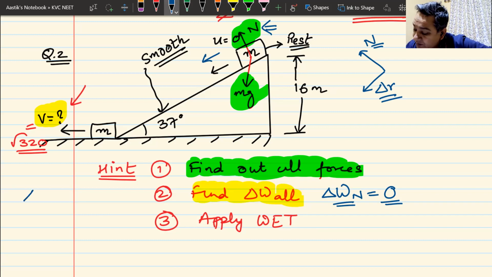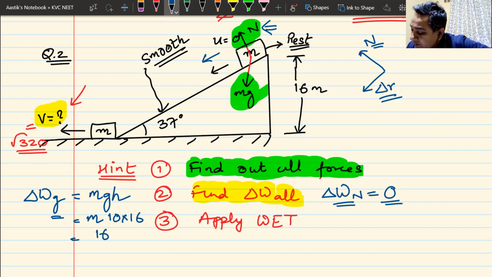Now let us talk about work done by gravity. What is the work done by gravity? Work done by gravity is equal to mass m into g into h. Let us put the value. m is m, g is 10, h is 16. So this becomes 160 m. The work done by gravity becomes 160 m.